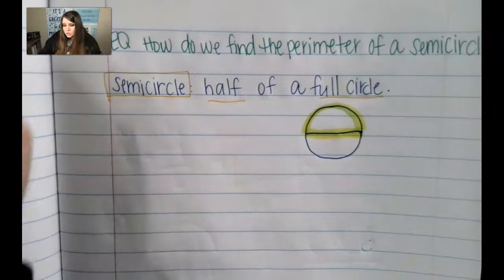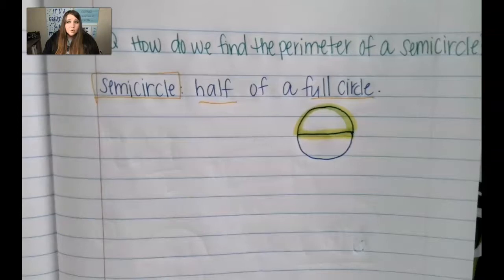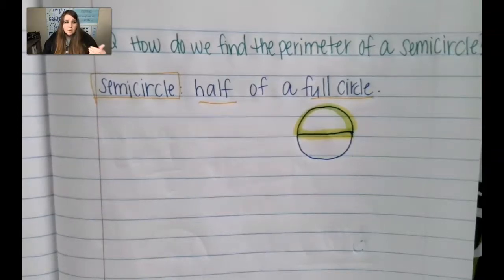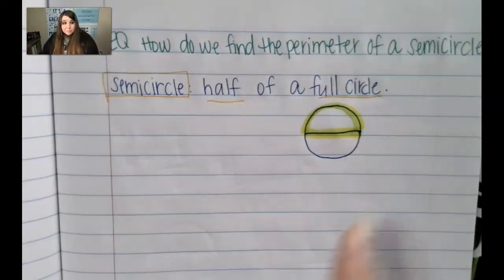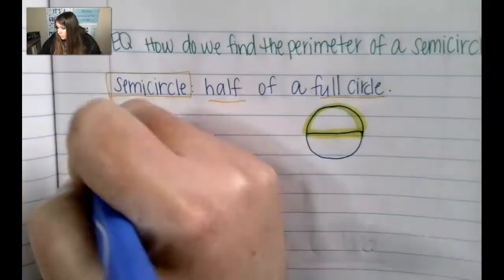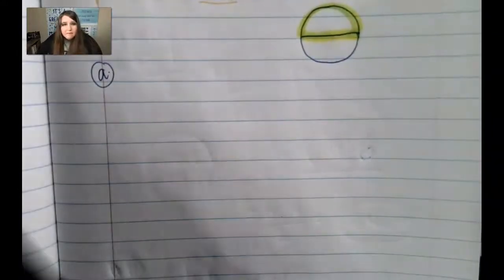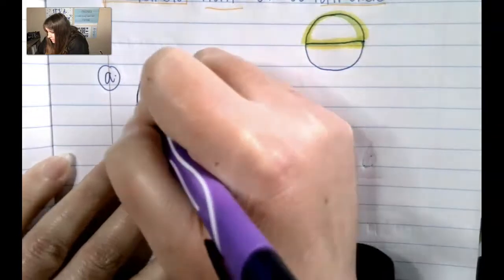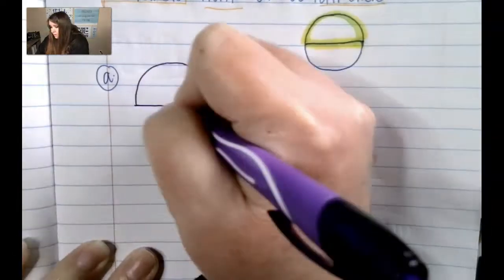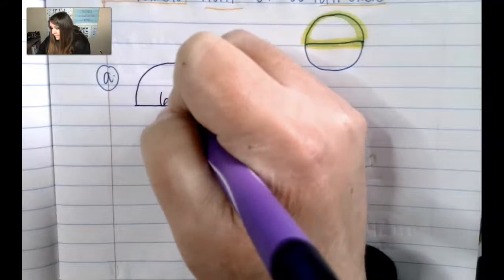The way that we are going to solve our semicircle is we're going to use the formula for circumference, but then we're going to cut it in half. And then we're going to have to add on the diameter at the end. So we're going to look at an example that is like this. They give us a semicircle, and this semicircle has a diameter of 6 meters.